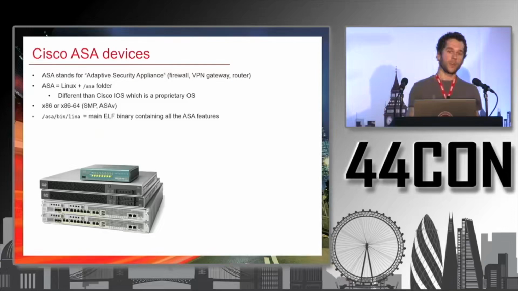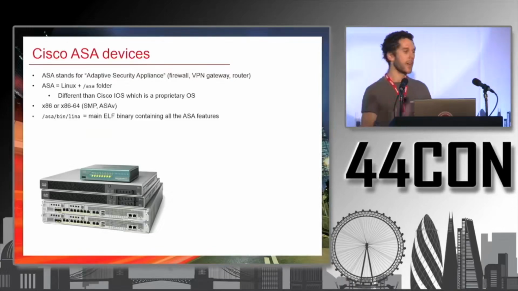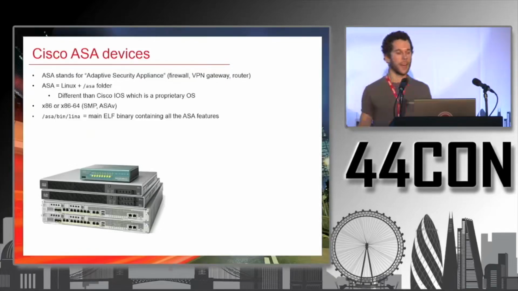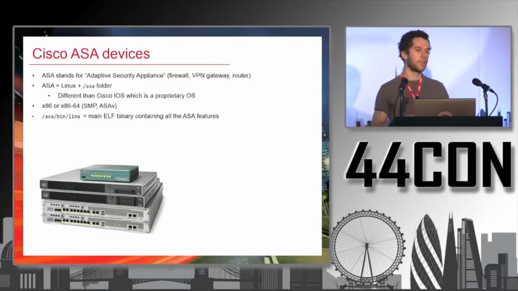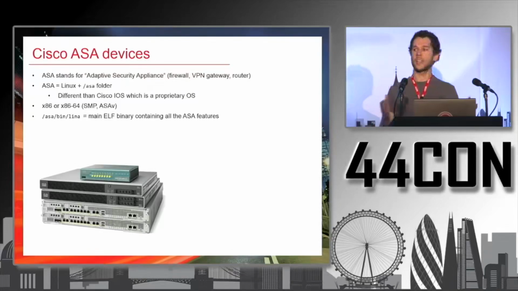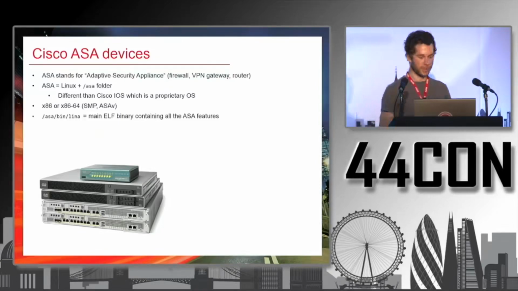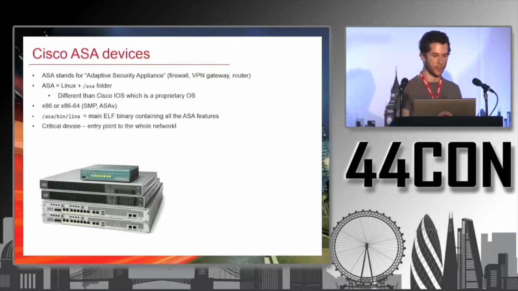And internally, there is one binary that is really important if you look at internals. It's the LINA binary, and it's in the asa/bin/lina hierarchy. It's basically a 50 to 80 meg ELF containing all the ASA features. So that's what you want to analyze if you do some reverse engineering, for example.